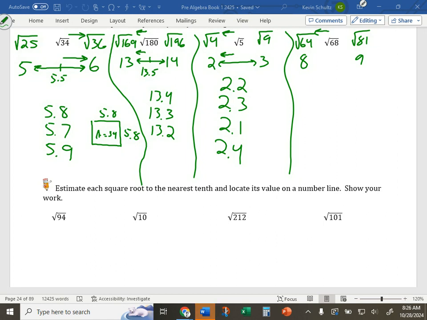So, knowing it's closer to 8 than it is to 9, what would a good decimal estimation be here? Layla? 8.3, I take that. What else would I accept? 8.2, I take that one. Good. Liam? 8.1. Sure. 8.1 is fine. Okay? Any of those?